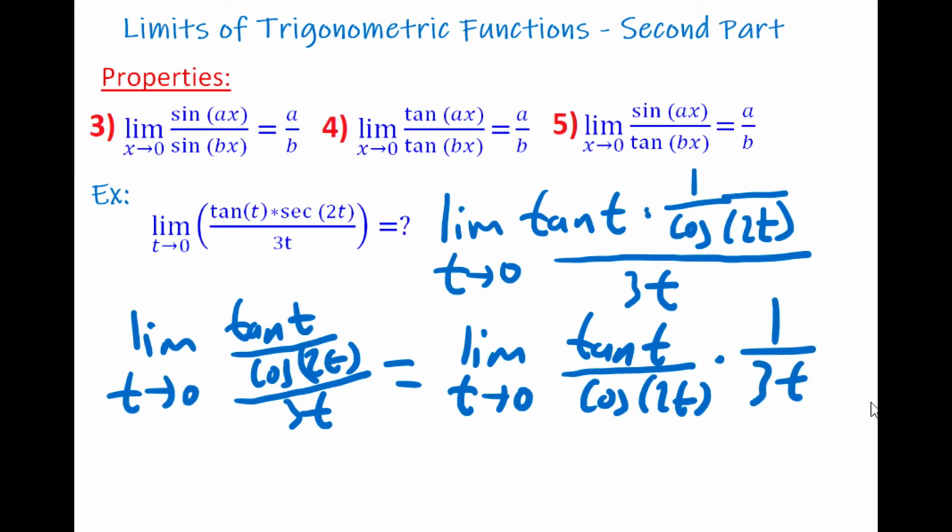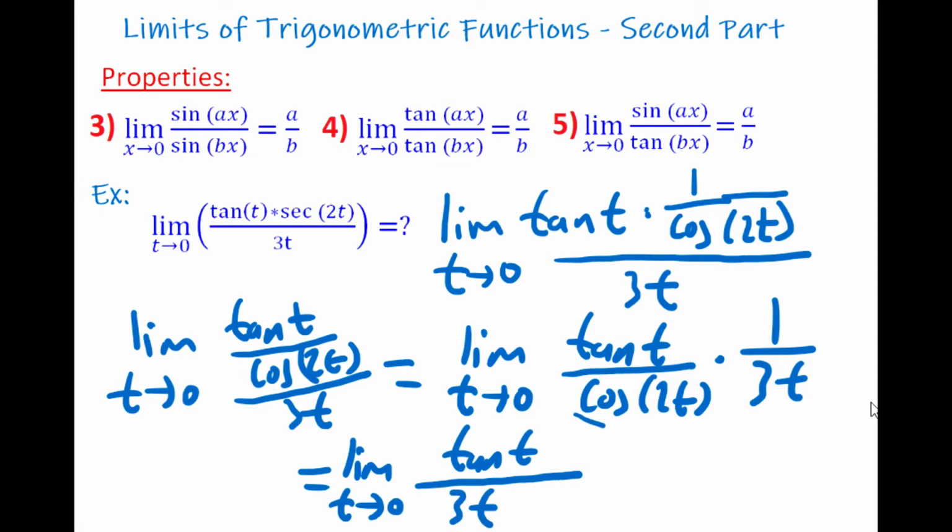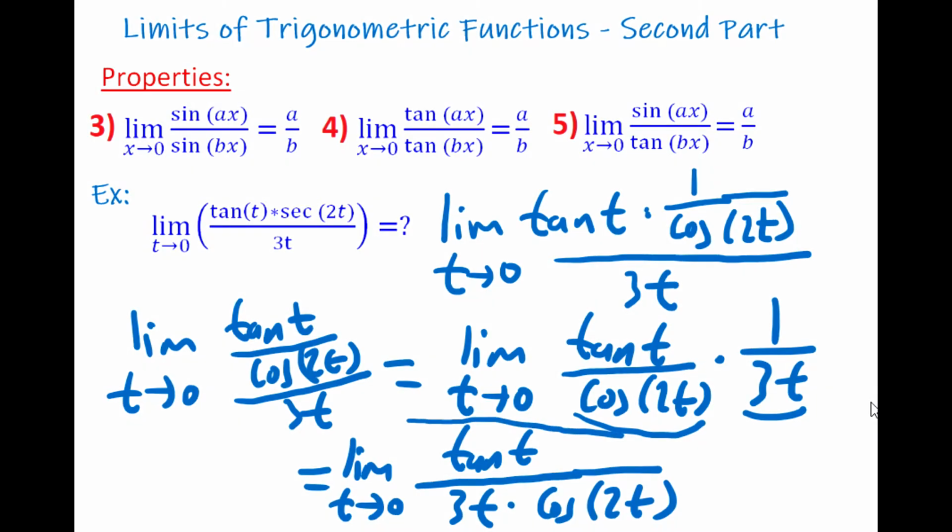Okay, we can write it in this form. So in the next step, we're going to have limit when t goes to 0, tangent t divided by, I'm going to put 3t here, okay, because I can switch those. This is a multiplication. You can think that they are all in the denominator part, times cosine 2t. And tangent t times 1 is going to be tangent t in the numerator. So I don't have to put anything else in the numerator.